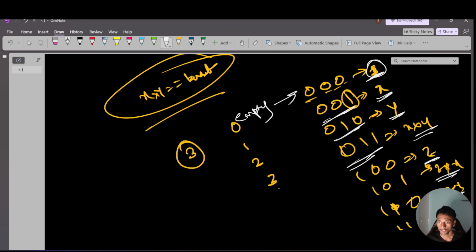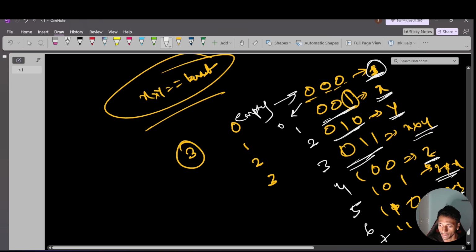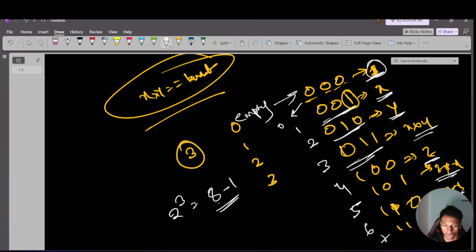It is possible. So you can see the numerical values. This is 0. This is 1. This is 2. This is 3. This is 4, 5, 6, 7. So that means if there are 3 numbers, this is 2 to the power 3, which is 8 minus 1, so the numbers will go from 0 to 7. Clear? That is how you can generate all the possible subsets.